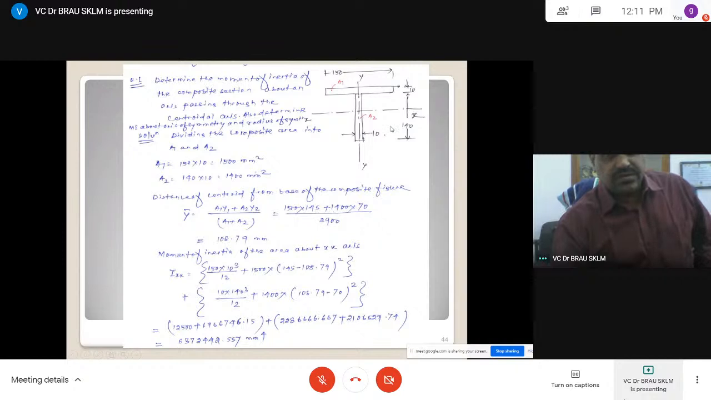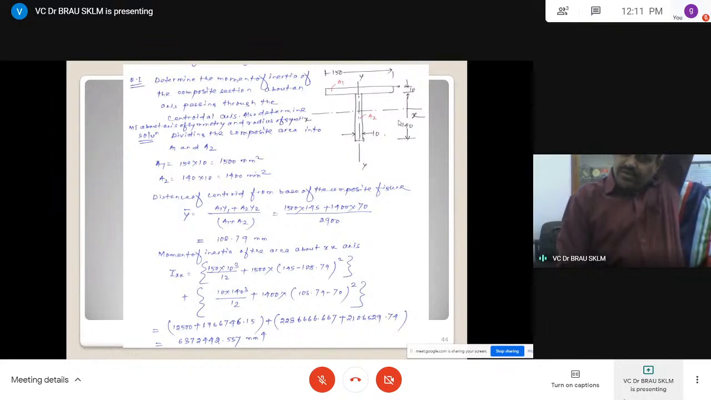Y1 is 140 plus half of this 5. A1 Y1, A2 Y2. Y2 is half of this, 70. Divided by A1 plus A2. So this is how the Y can be determined. Once we know the Y, because with respect to this axis it is symmetric.